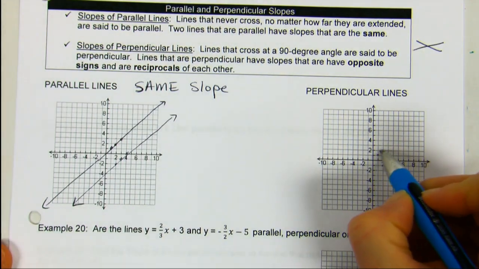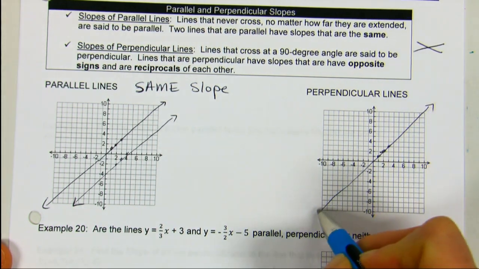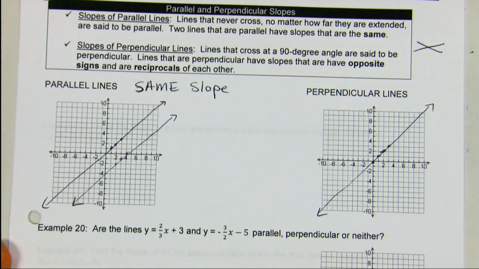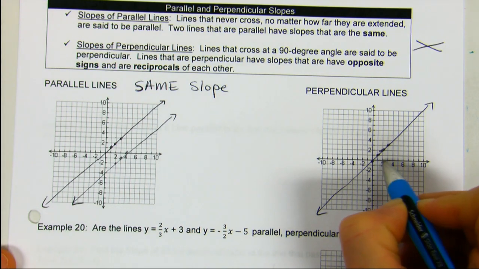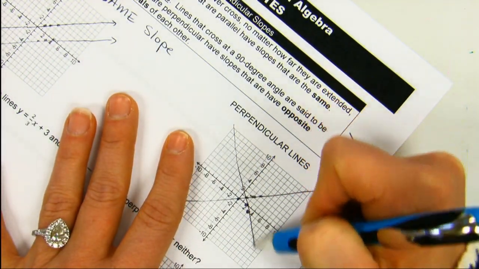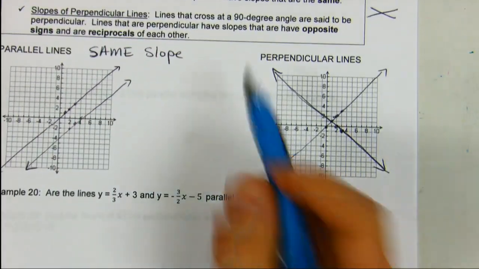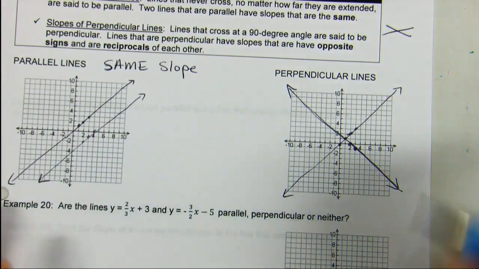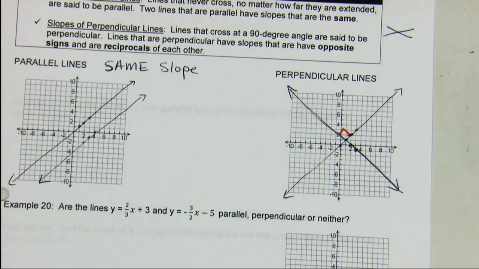Okay, what if we had another line that looks kind of similar, taking it through the origin and just going up 1 over 1. But then I'm going to go backwards, maybe going through this point and going down 1 over 1, down 1 over 1. So perpendicular lines cross at a 90-degree angle, like a square corner. And they have opposite signs of their slopes and they're reciprocals of each other. So sometimes we call them opposite reciprocals.